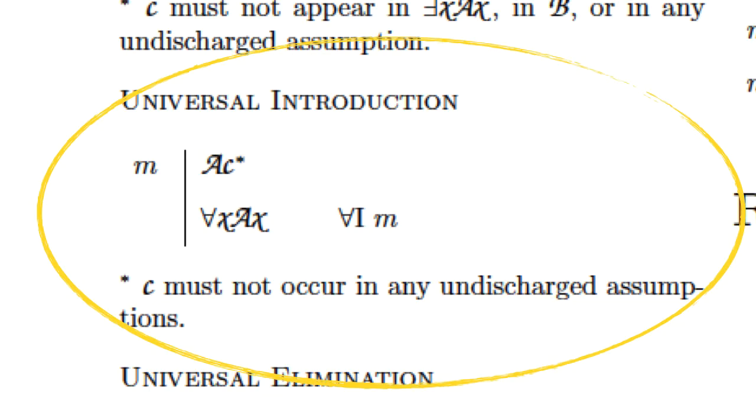This is what the rule looks like on the reference sheet. If you have a sentence A with some constant c in it, you can add a universal quantifier, replace the constant with a variable, and then write down the universal sentence. And it says at the bottom, c, your constant, must not occur in any undischarged assumptions. That means that the constant can't appear in a premise or in the assumption of a subproof so long as you're still inside the subproof.